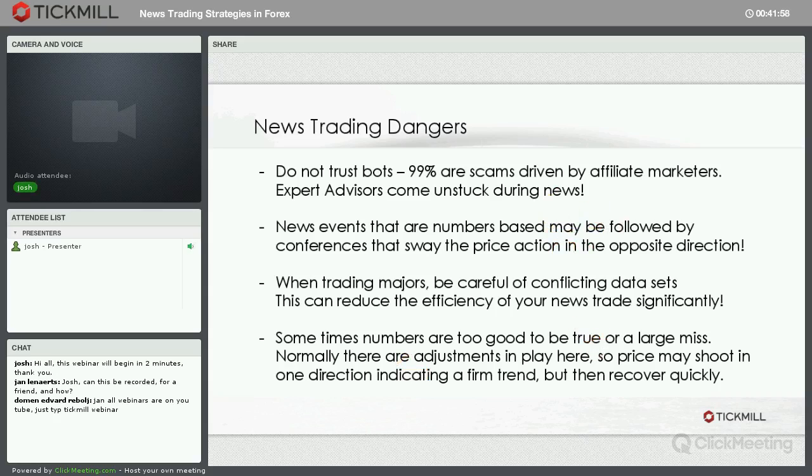And last but not least are what we call head fakes. This is something that you will probably learn with experience as well, for those of you that are new. Sometimes numbers are too good to be true or too bad to be true. Something must not be right. If non-farm payrolls was expected at 250,000 and it comes out at 60,000, it could be a misprint, a data discrepancy, or a massive seasonal adjustment. Be very careful to jump on board on those trades. Normally there are adjustments in play that cause a big deviation in the actual result versus the forecast. So the price may shoot in one direction, indicating a firm trend, but then recover very quickly and shoot in the opposite direction as well. So be mindful of these dangers overall.